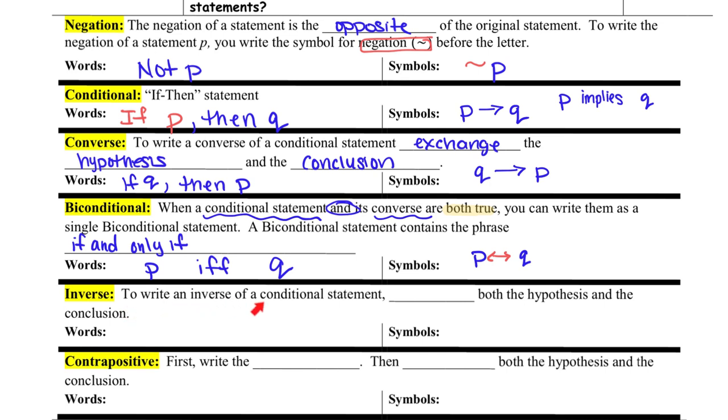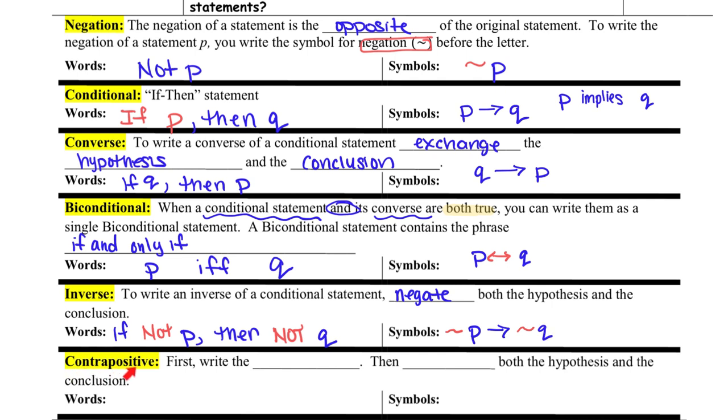To write an inverse of a conditional statement, you want to negate both the hypothesis and the conclusion. So remember, anytime we're using negation, we use that little squiggly. And in words, it would be if not P, then not Q. And then in the symbols, we would just use the negation before the P and the negation before the Q.